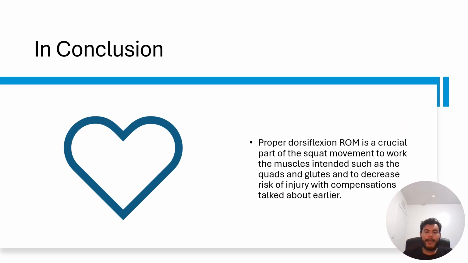In conclusion, proper dorsiflexion range of motion is a crucial part of the squat movement to work the muscles and tendons such as the quads and glutes, as well as to decrease risk of injury with the compensations talked about earlier in the video.